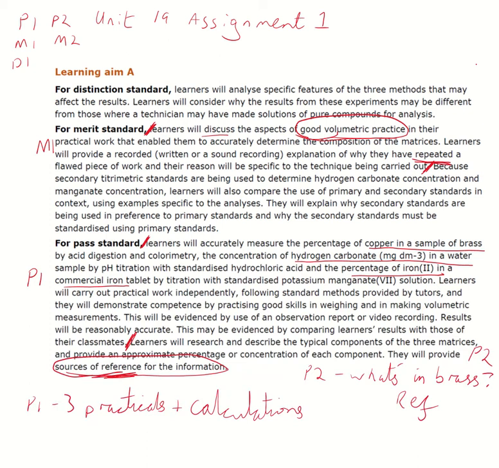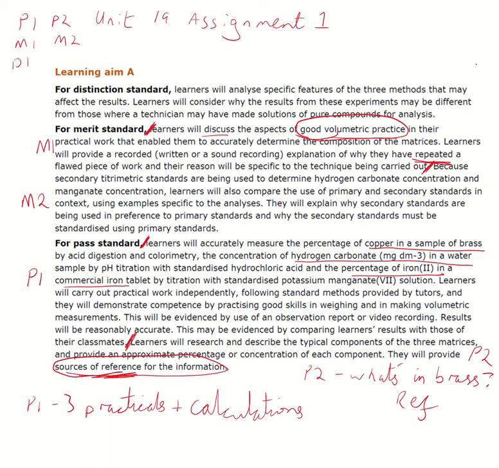Obviously, try and make it specific to this practical that you've done. So for example, the pH probe that you were using? Is there a better instrument that you could have? And M2 next down it. So M2, compare the use of primary and secondary standards. So they will explain why secondary standards are used in preference to primary and why the secondary standards must be standardized using primary.